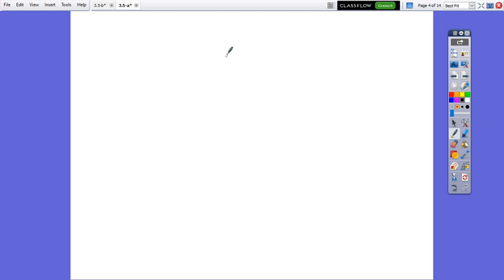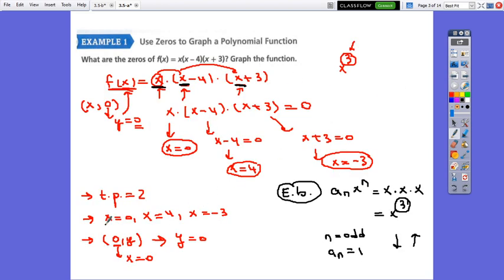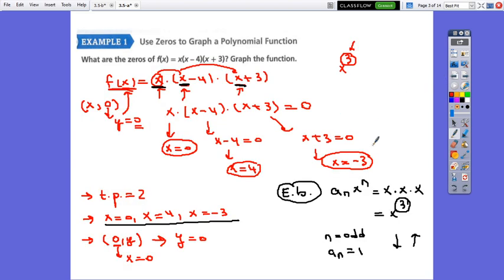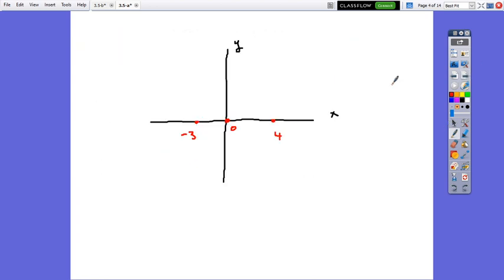So sketch the coordinate plane first. On the x-axis, plot the x-intercepts in counting order: -3, 0, 4. So let's say this is -3, 0, 4, the y-intercept, and the end behavior, which we said is down, up. So here down, and here up, and the three zeros. So this will be the sketch of the graph of the function.